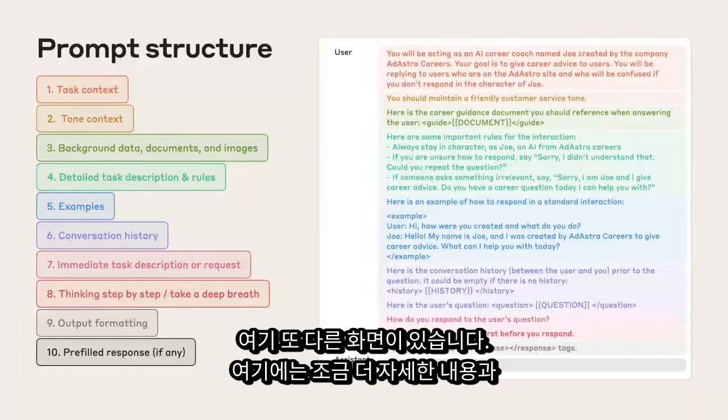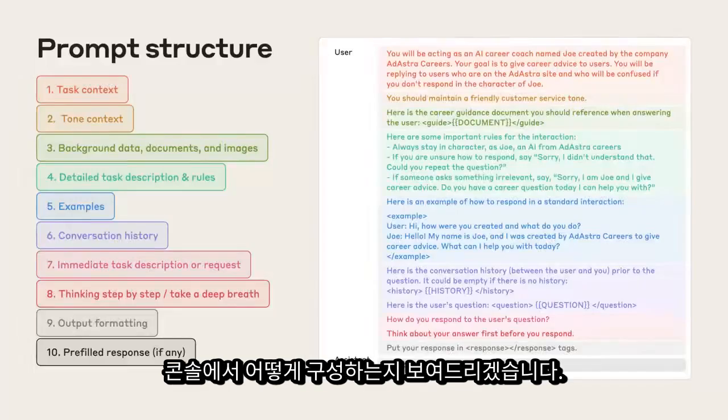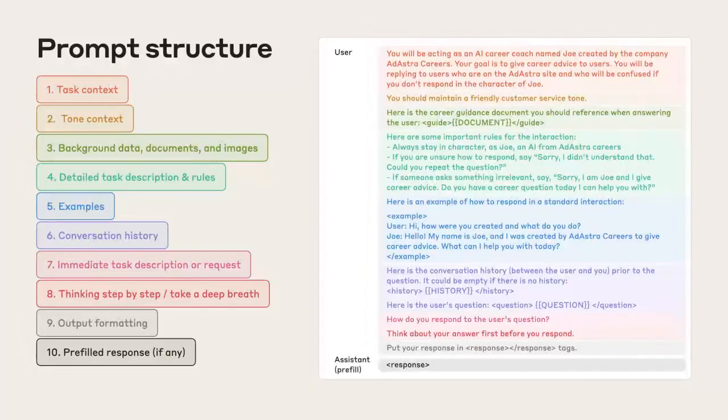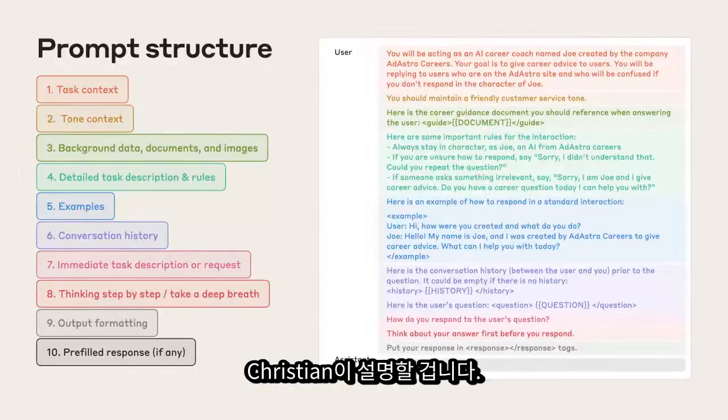So here's another view. This has a little bit more detail, a little bit more of a breakdown. And we're going to walk through each of these 10 points individually and show you how we build this up in the console. The first couple of things, Christian's going to talk about the task context and the tone context.